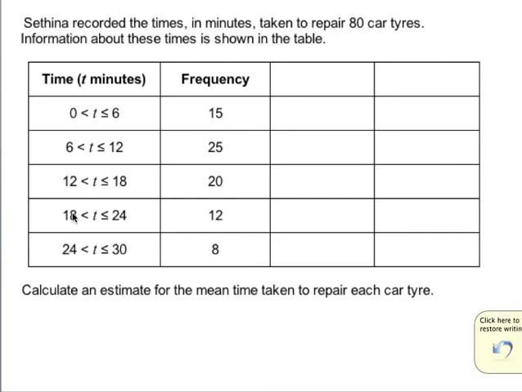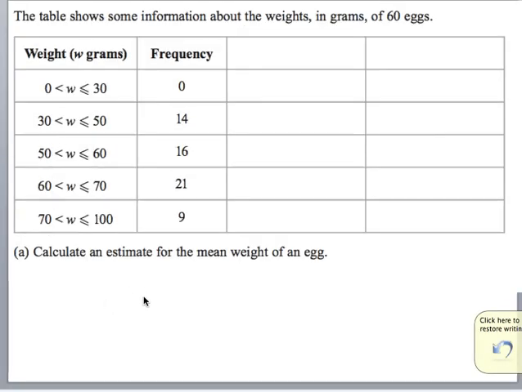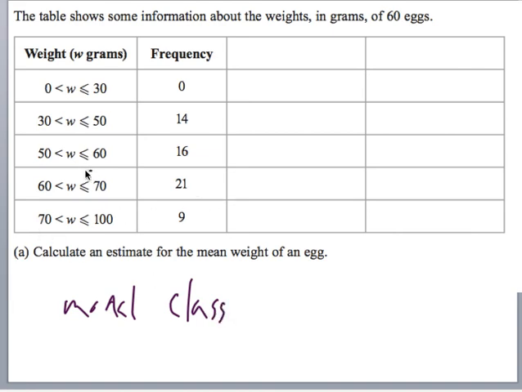Last thing, if you're asked to find the modal class, the modal class means the class interval with the highest frequency. So in this case, the modal class would be 60 to 70.